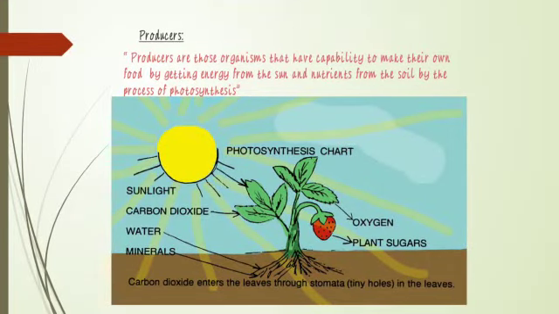Producers. Producers are those organisms that have the capability to make their own food by getting energy from the sun and nutrients from the soil by the process of photosynthesis. The whole process is shown in this picture.